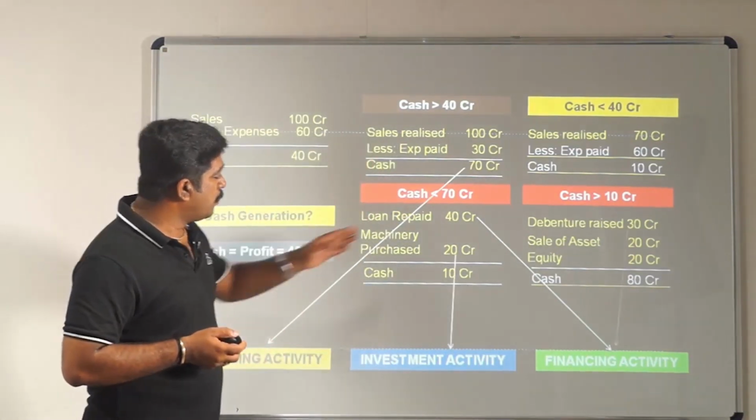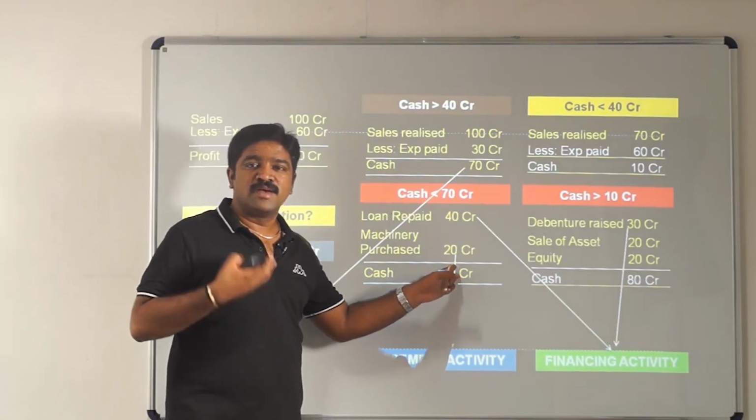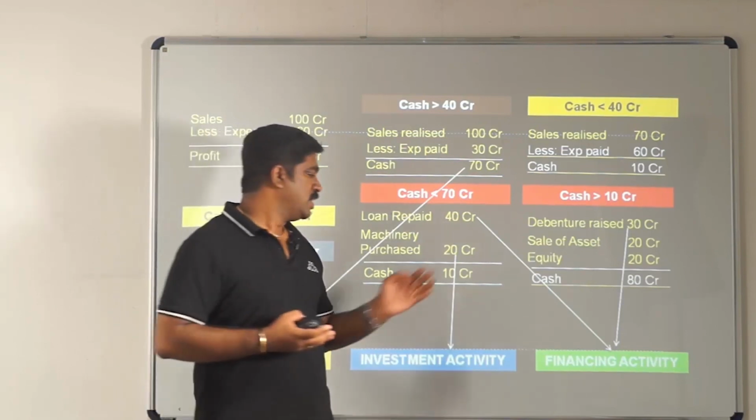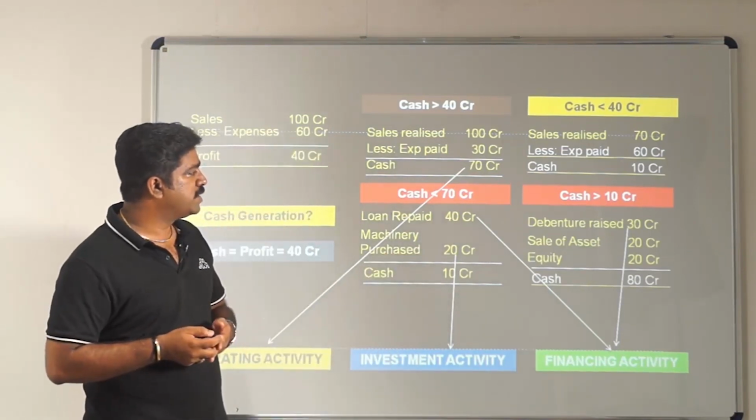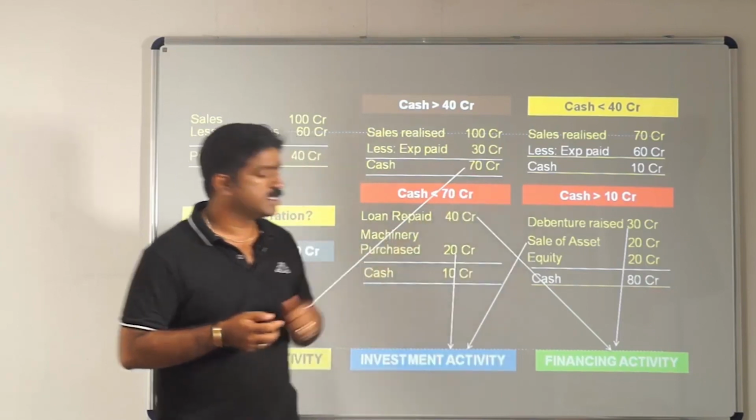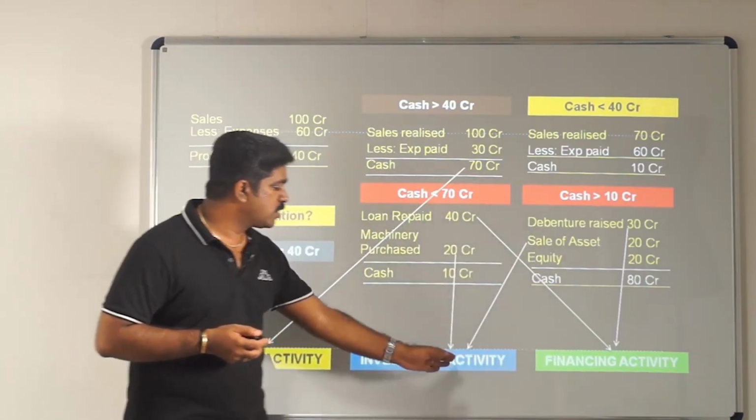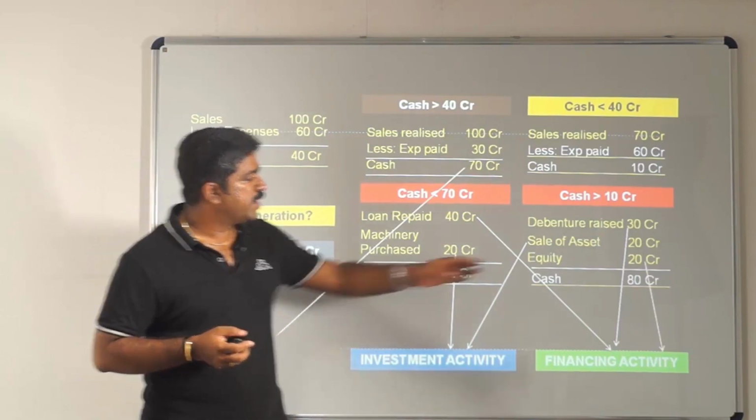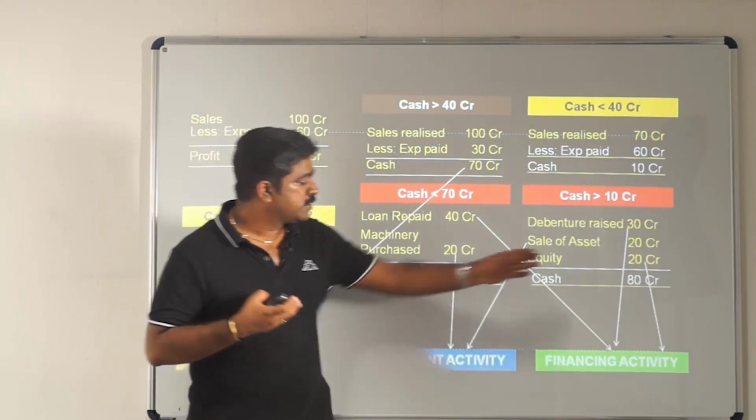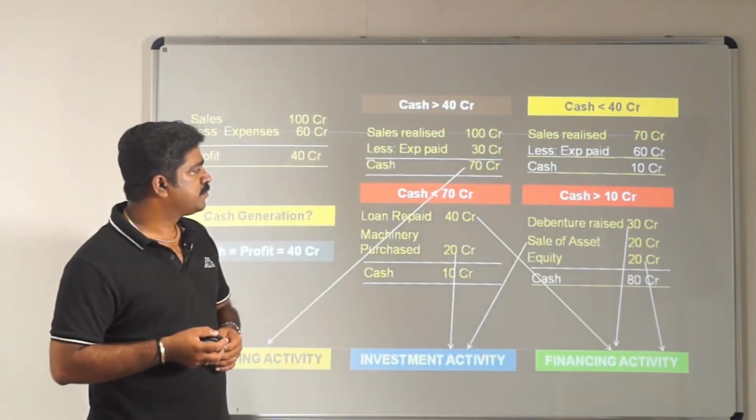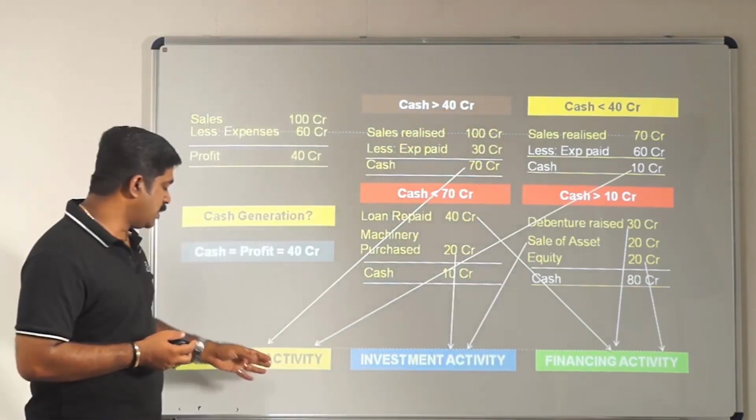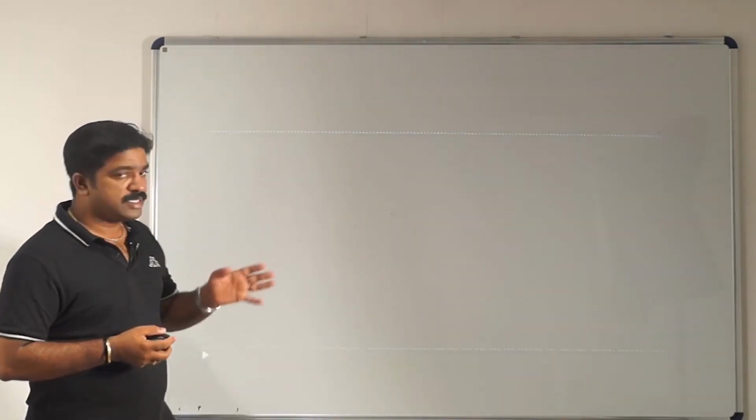Next, machinery purchased, it's an investment. Whenever the machinery is purchased with an intention to be used in the business for a longer period of time, then we will classify that under investment activity. Then next item, sale of asset. Sale of asset should also come under investment activity. Then equity raised, whether equity raised or equity repaid through buyback, that should come under financing activity. Then look at here, the cash generated from operations, that should come under operating activity. So more or less we have covered everything.